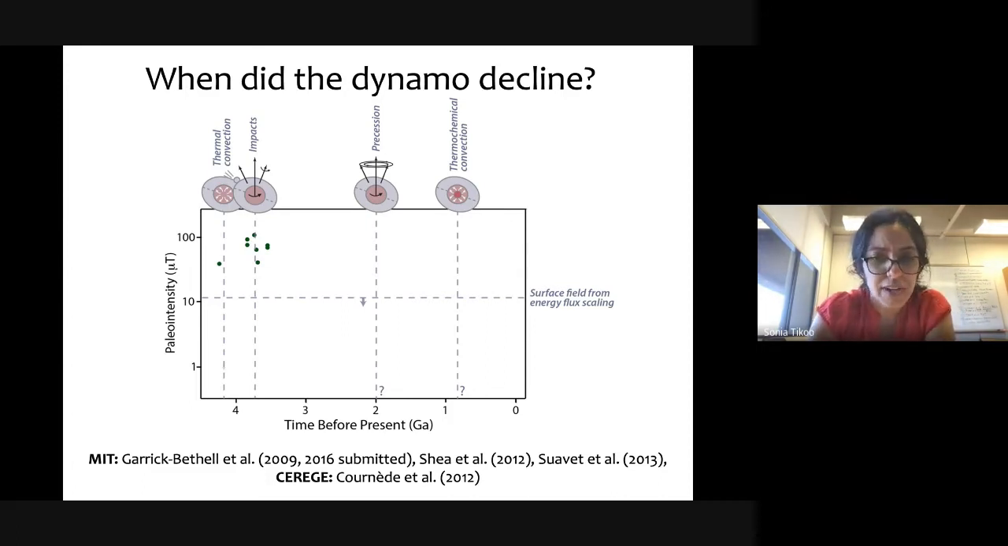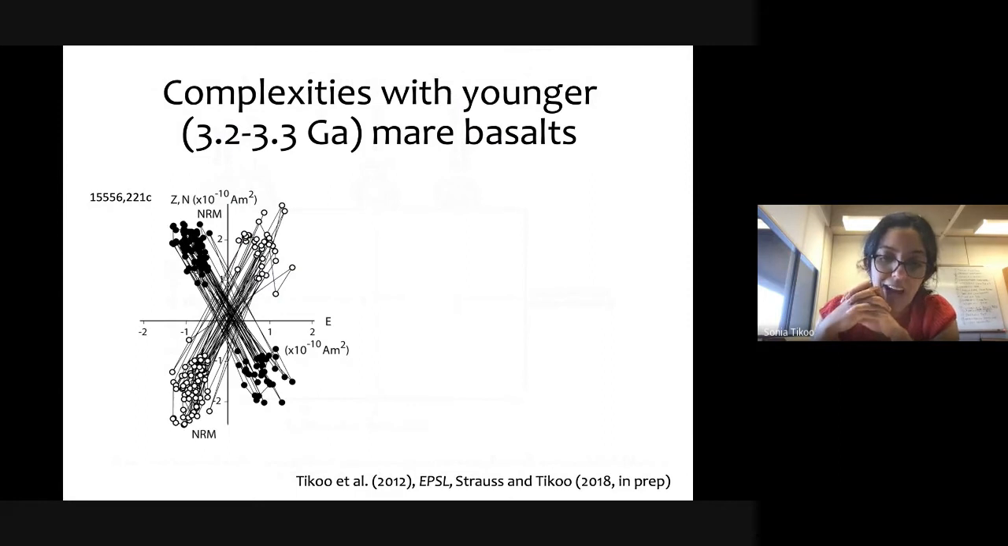But the question is, what happened after that? What happened after about 3.5, 3.6 billion years ago? Well, I initially started to come into this. I need to update some of the dates on these because this paper actually came out. Whenever we demagnetize some of these younger mare basalts, we often get really messy demagnetization patterns.